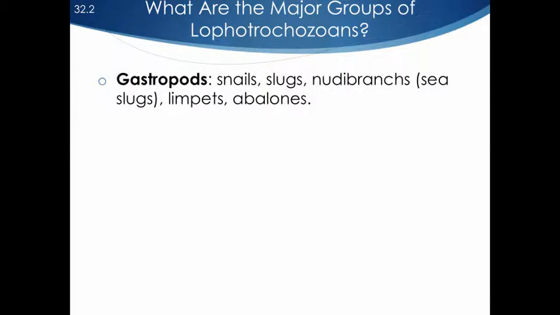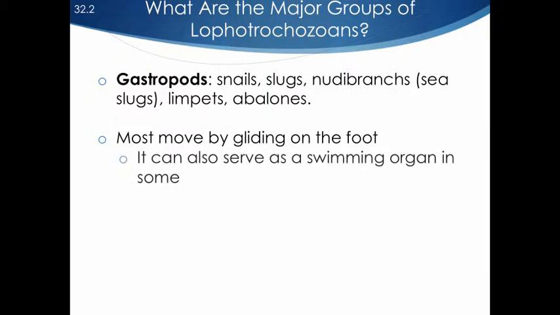So now we're going to go on to gastropods, which are snails, slugs, nudibranchs, which are basically sea slugs, limpets, and abalones. And most of these move by gliding on the foot, but it can also serve as a swimming organ in some of these organisms. So not only can they use it for, you could consider, walking, but they don't really walk, but it can also be used for swimming.